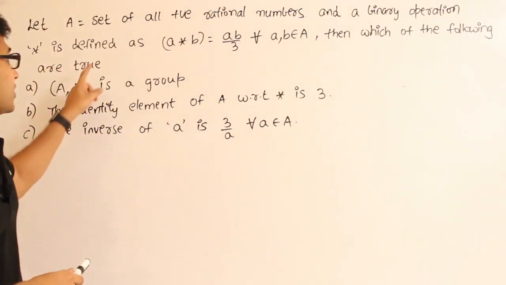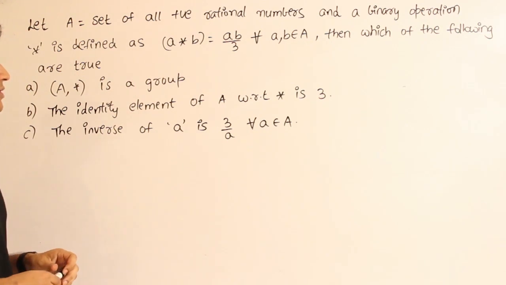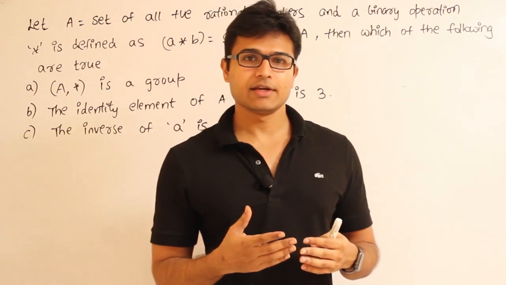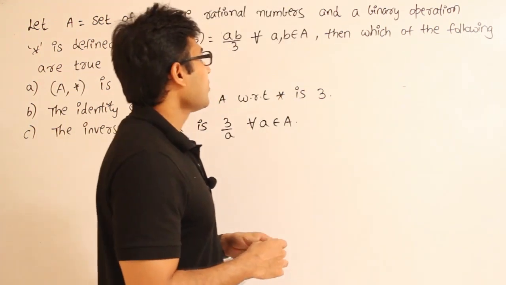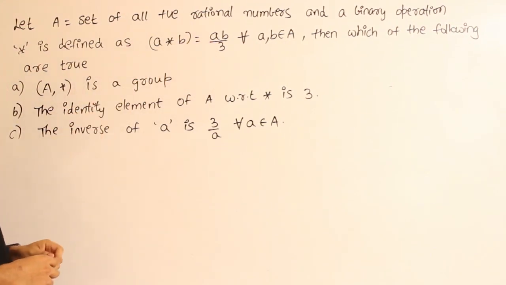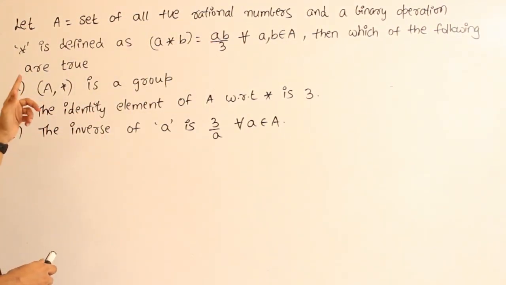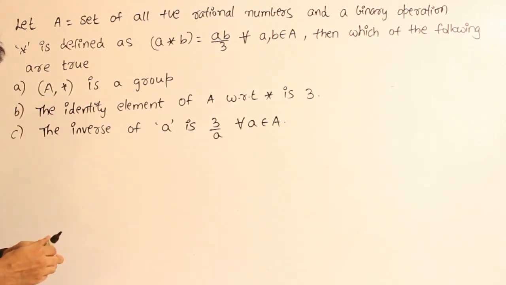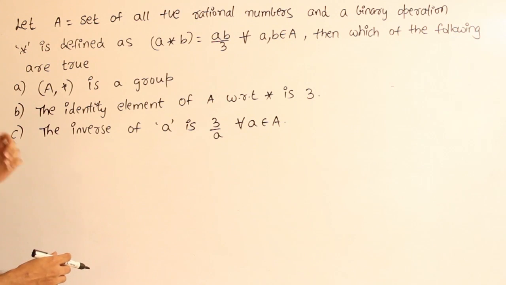Capital A is the set of all positive rational numbers, which means we don't have 0 in it. So we have all the other elements other than 0, and the operation star is nothing but multiplication followed by division by 3, right? Then which of the following is true? So they are asking whether it is a group or not. Now let's see whether (A, star) will be a group or not.